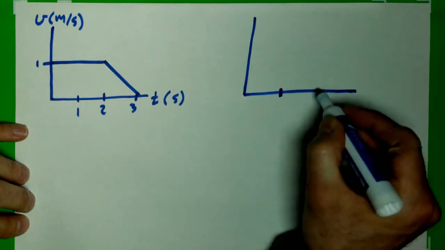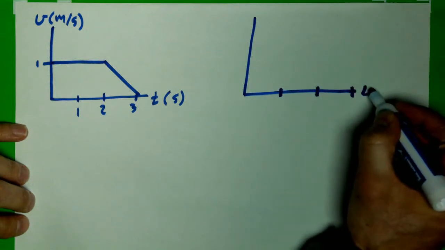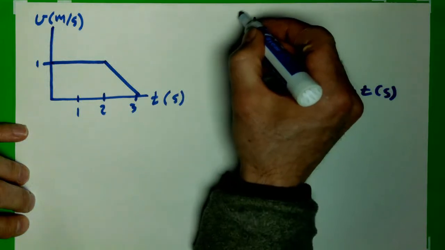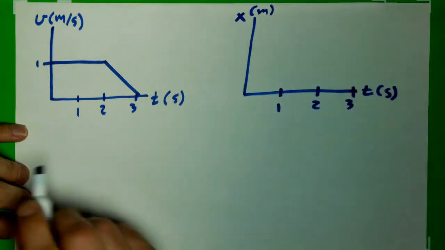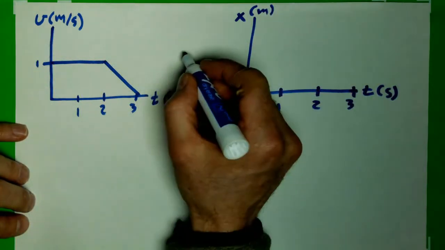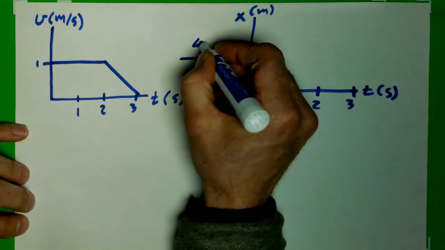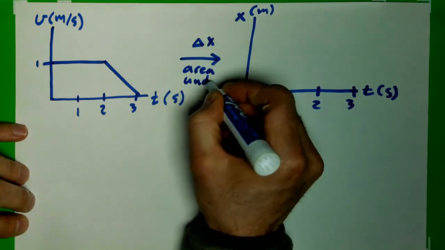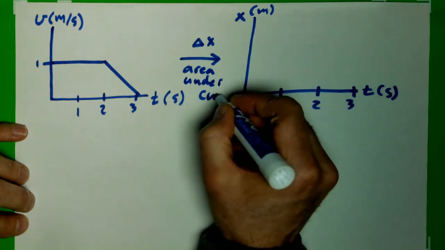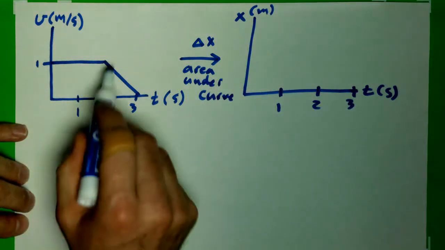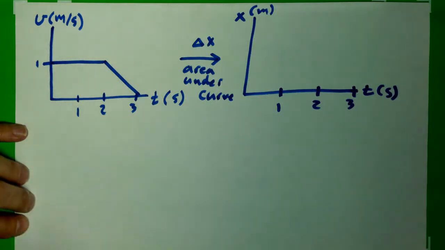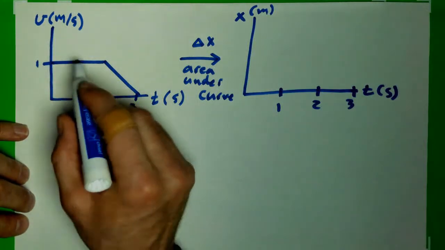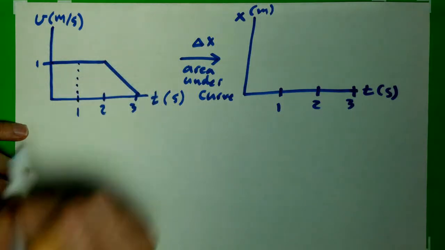Okay, we'll have our same time intervals. We're going to find our position in meters. Okay, so we know that delta x is the area under the curve. So we have to find the area under the curve. We can do kind of a connect the dots type method. Let's think about how far has it gone in the first second.